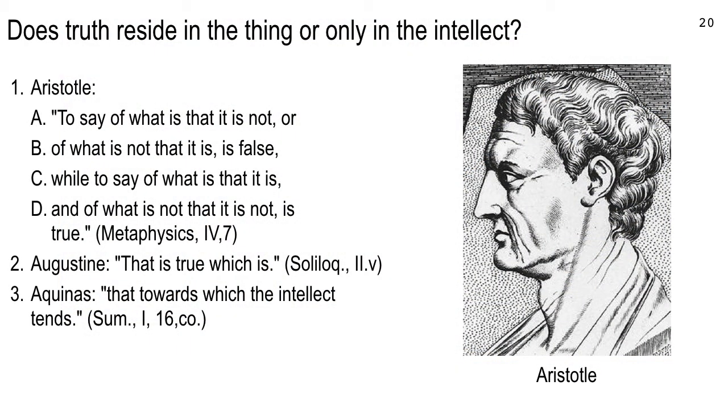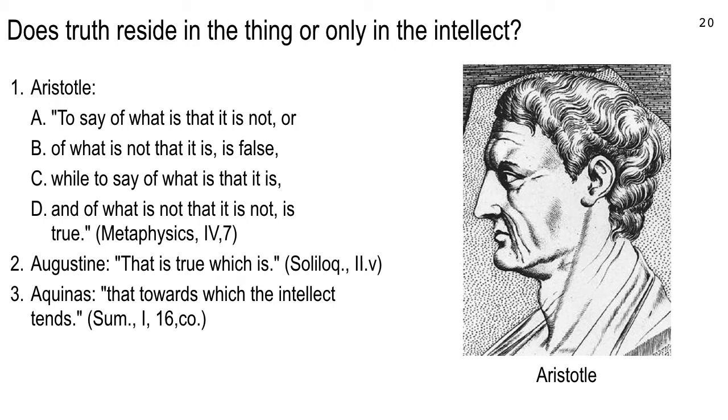One of the things that you can ask about the truth is, does it reside in the thing, or does it reside only in the intellect? Now, one of the earliest philosophers was Aristotle, and look at his answer. His definition of truth. Boy, it's pretty wordy. To say of what is that it is not, or of what is not that it is, is false. So he's defining falsity first, then truth.